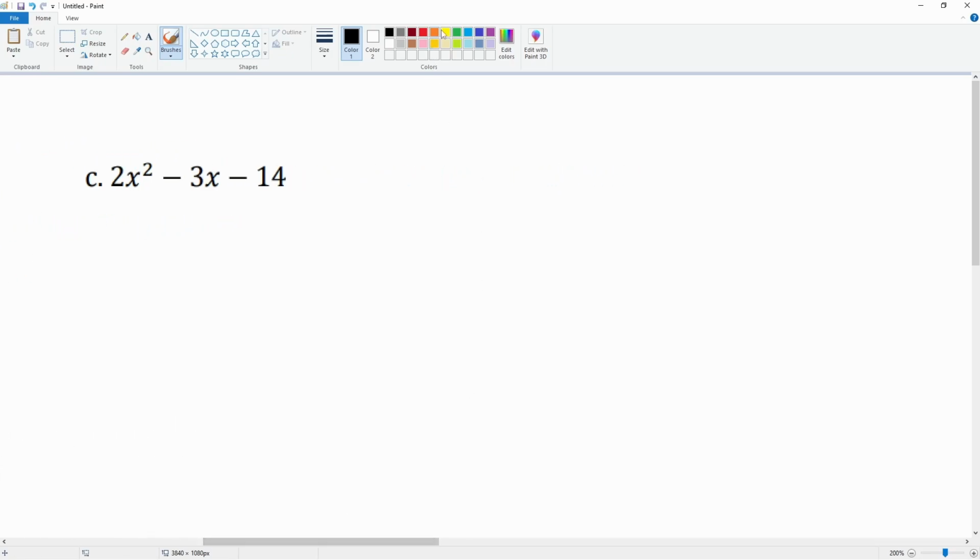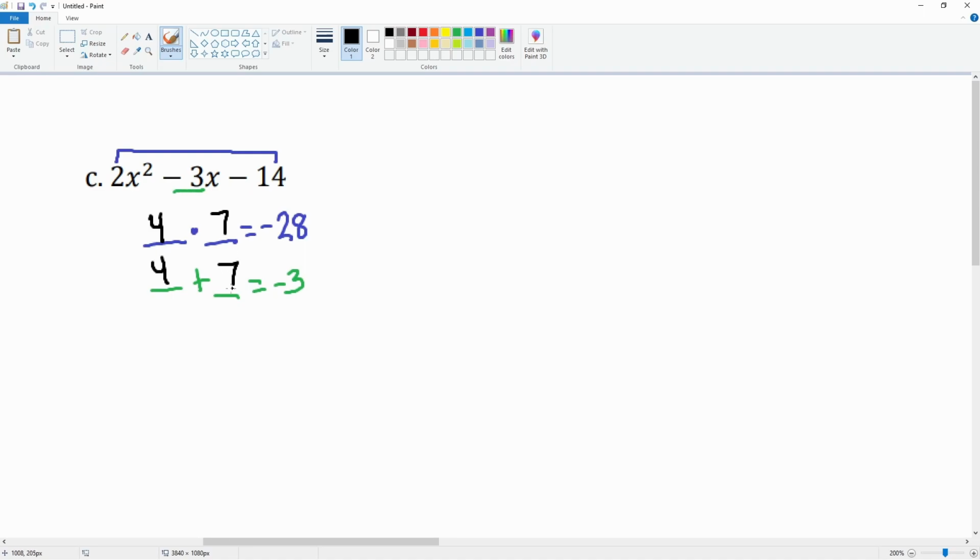Let's do C. We're going to factor again, so we're going to find two numbers here that multiply to the a times c, which is negative 28, that adds up to this middle term of negative 3. Let's find those numbers. 1 and 28, no. 2 and 14, no. 4 and 7, yes. 4 and 7 looks good.